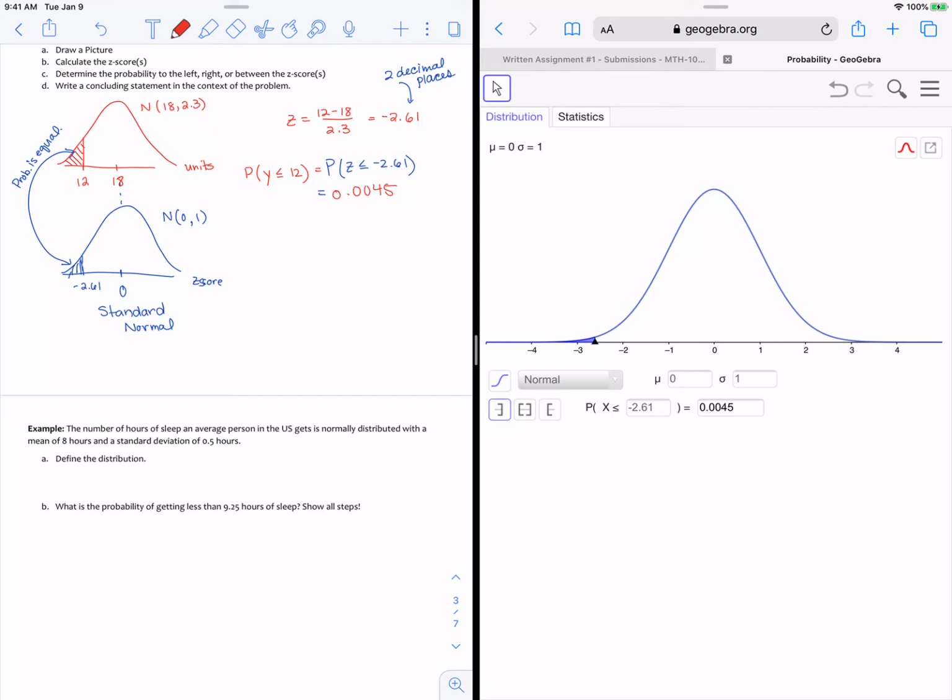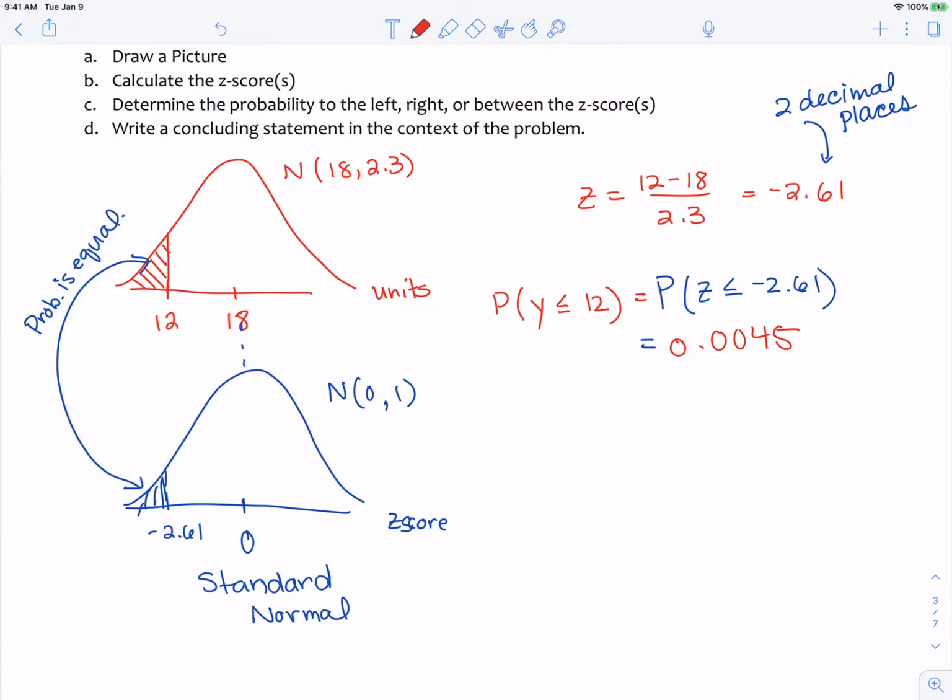0.0045. Okay. So again, you can't just rely on breaking up the region, right? If between 1 and 2 standard deviations, there was 2.35%, it's not a nice, symmetric spacing, uniform spacing. We have a curve, and so those probabilities change pretty quickly between it. All right, so 0.0045, and then our last part of this is to write a summary statement or concluding statement in the context of the problem.